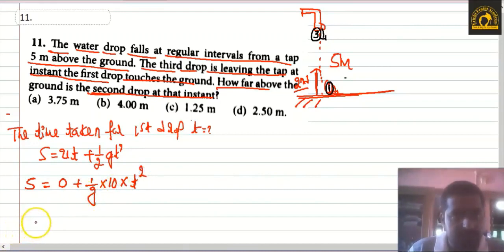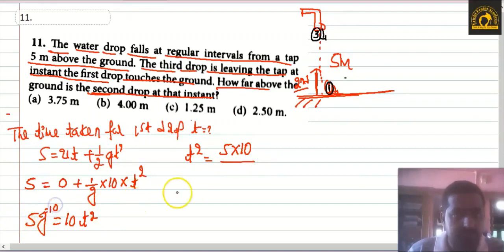So then 5 is equal to 10 T square. Then T square is equal to 5 into 10, with the g value 10 meter per second square, divided by 10. That is equal to the answer. Okay, so S is equal to 5.